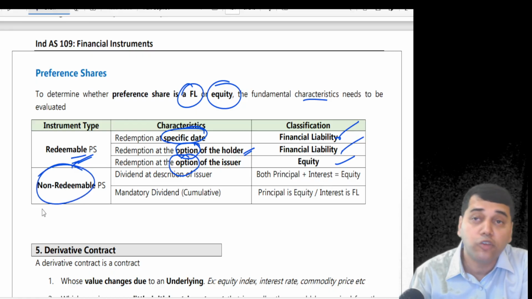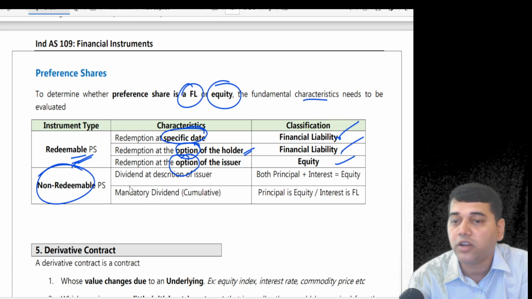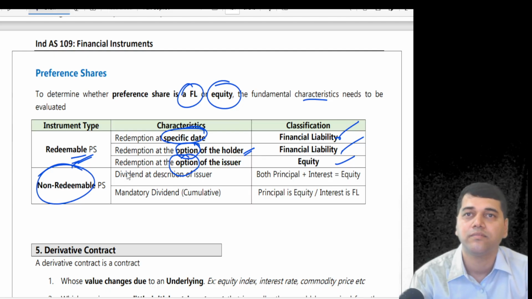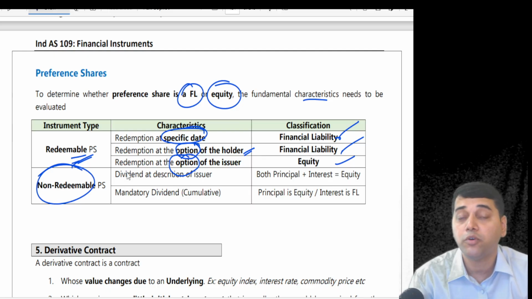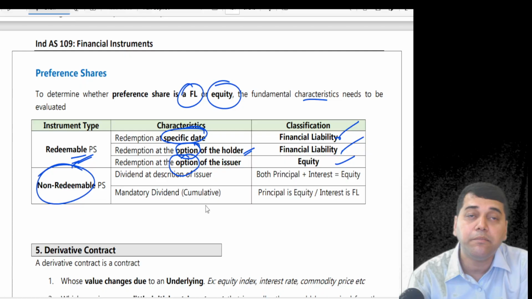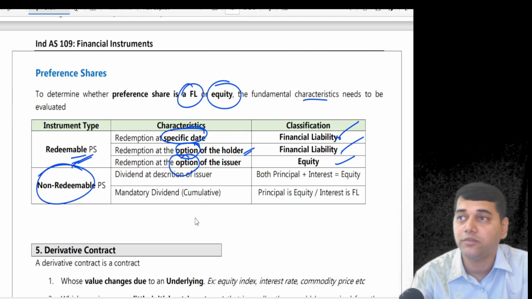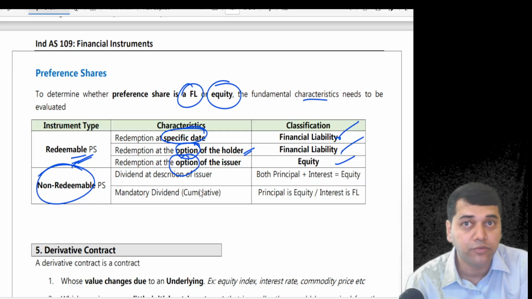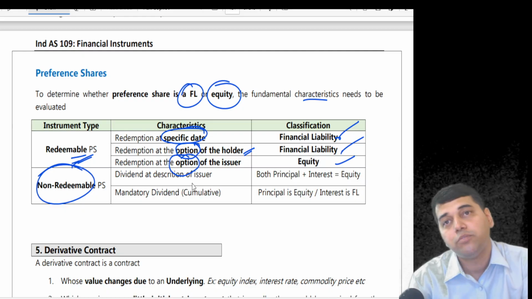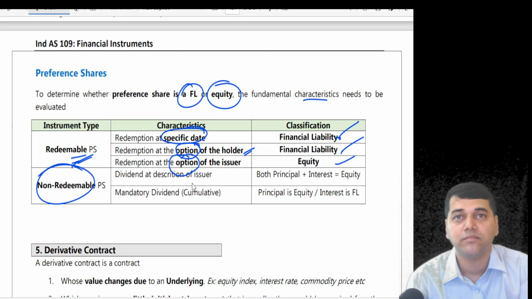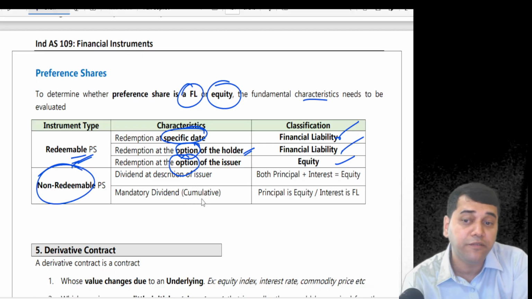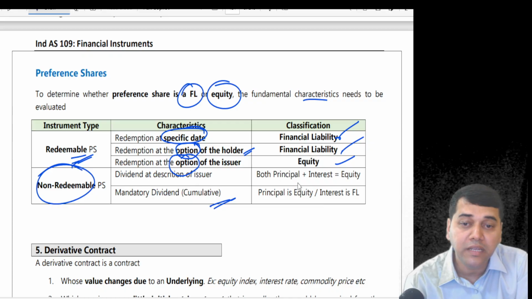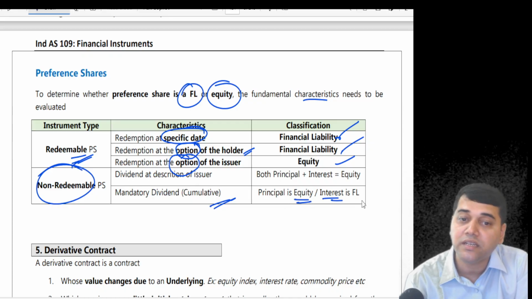Now, what if it is non-redeemable? When it comes to non-redeemable, that means the principal, you classify it as equity only. But the question comes, what about the dividend? Dividend can be cumulative or non-cumulative. If it is non-redeemable, non-cumulative, then both the elements are equity only, because I need not pay you. But if the dividend is cumulative, mandatory dividend, then the principal is equity, the dividend is the liability.